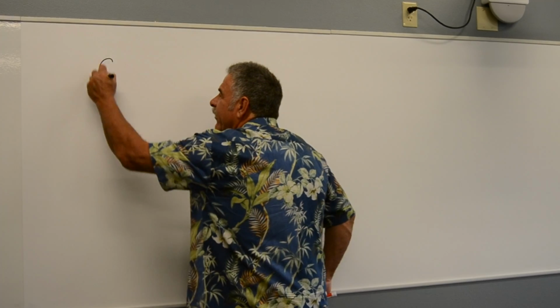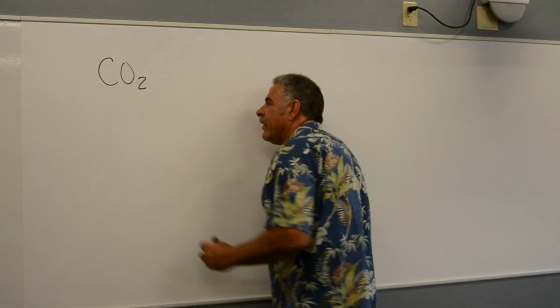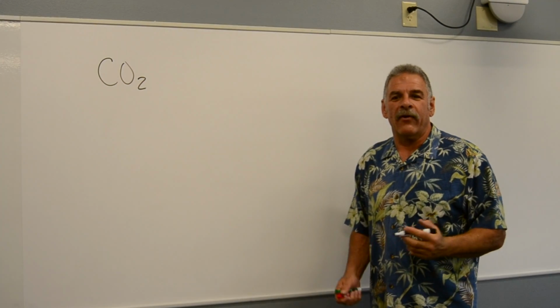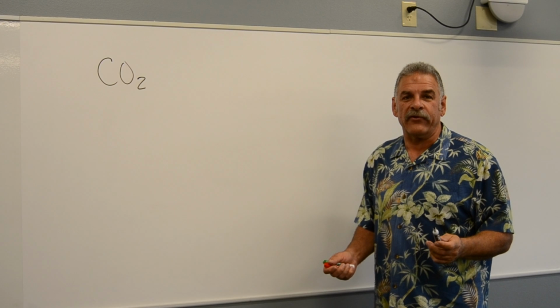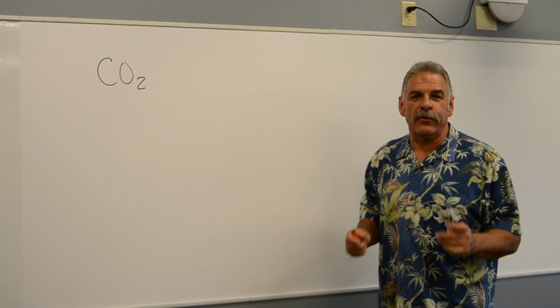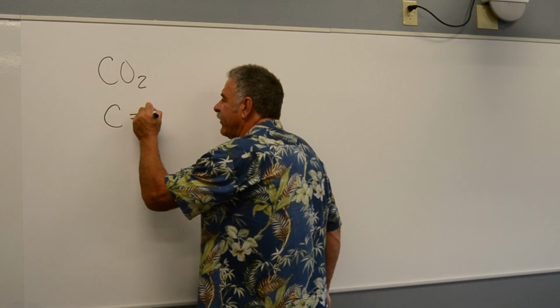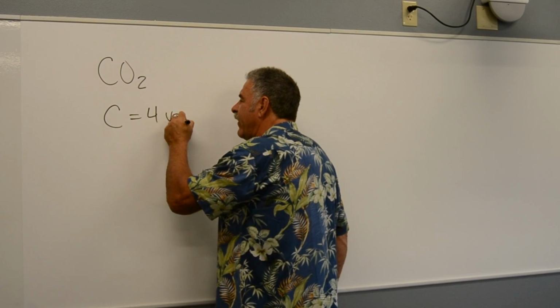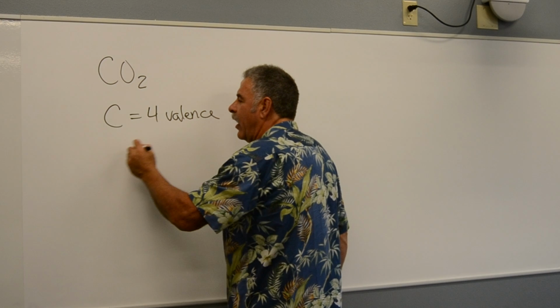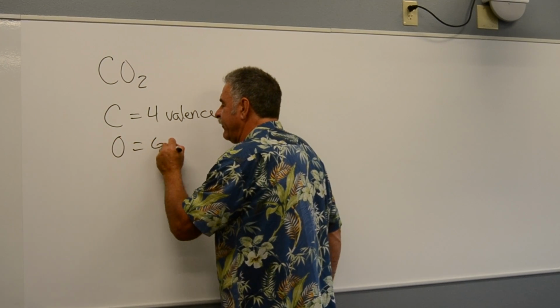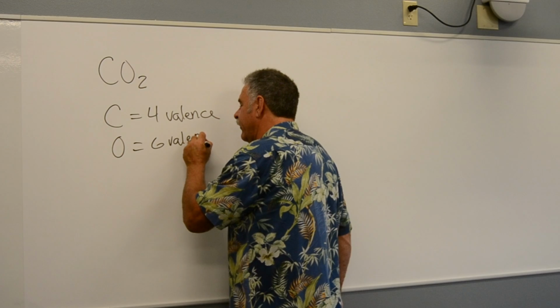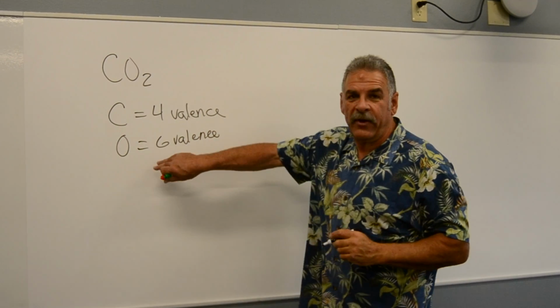Today we're doing CO2, carbon dioxide. What we're going to do is a Lewis dot structure. So what we have to know first to do a Lewis dot structure is the valence electrons. Carbon brings 4 valence electrons to the program, 4 valence. Oxygen brings 6 valence electrons. You can find this out on the periodic table.